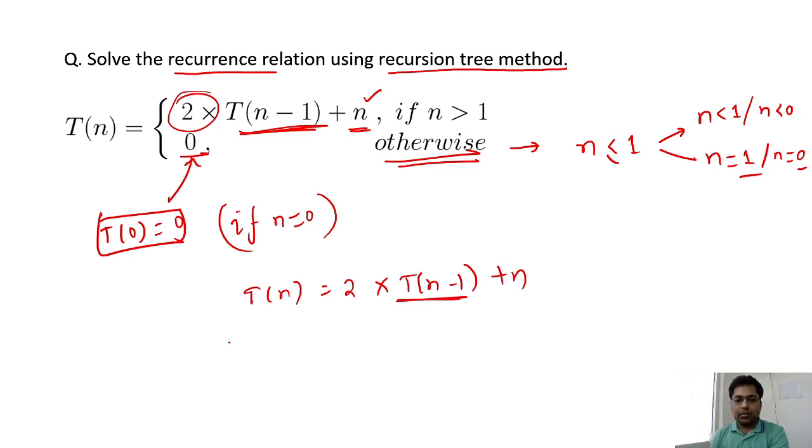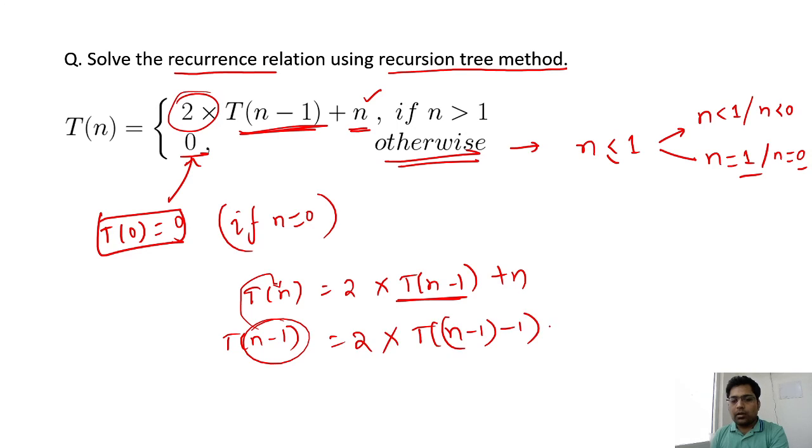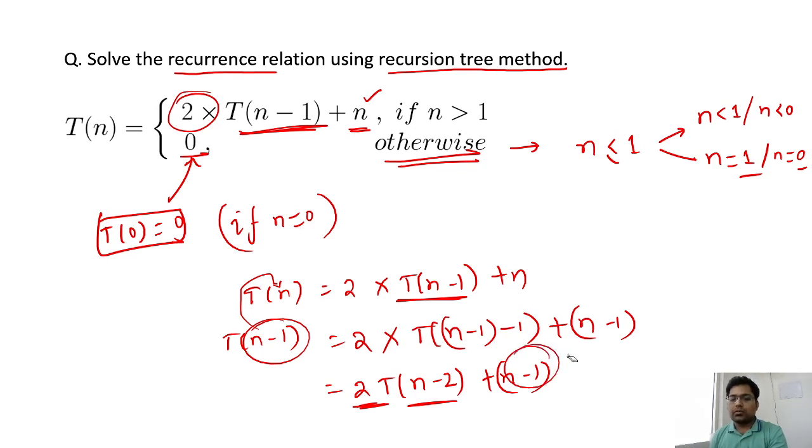Whenever you are finding T(n-1) also, you put the value inside n, and you will get the value 2T(n-1-1) plus n minus 1, because in place of n you are putting n minus 1. So 2T(n-2) plus n minus 1. This is what you are expecting. So 2 times again you are getting the cost as n minus 1. This is what we got. This is what we have written.